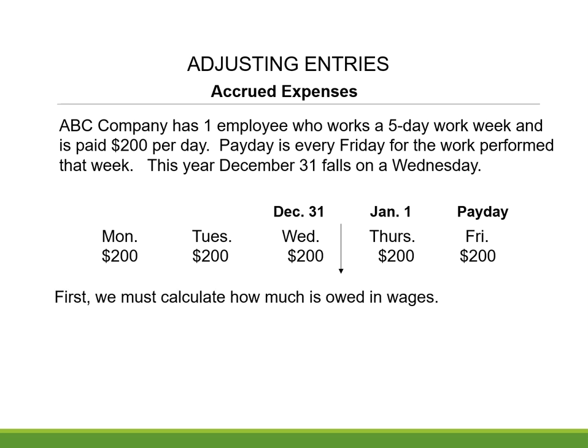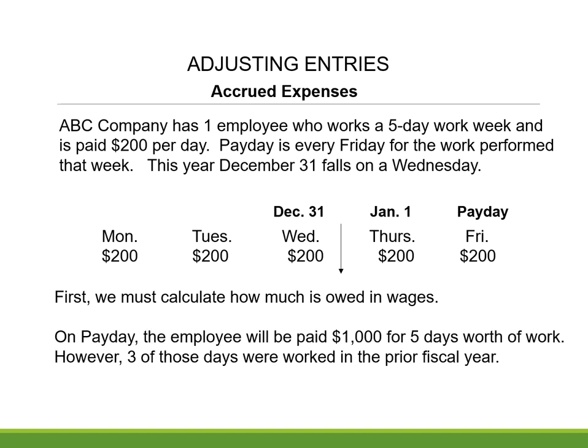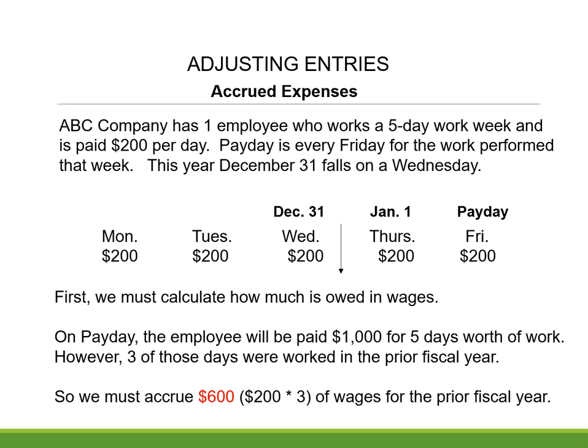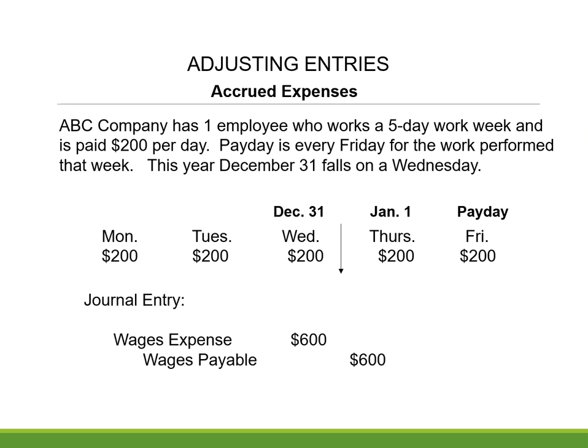First, we have to calculate how much is owed in wages. On payday, the employee will be paid $1,000 for 5 days worth of work. However, 3 of those days were worked in the prior fiscal year. So we must accrue $600, which is $200 times the 3 days worked in the prior fiscal year for the wages that were earned in the prior fiscal year. Okay, so our journal entry is to debit wages expense for $600 and to credit wages payable for $600.